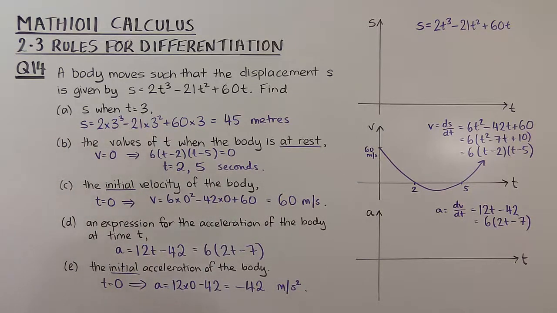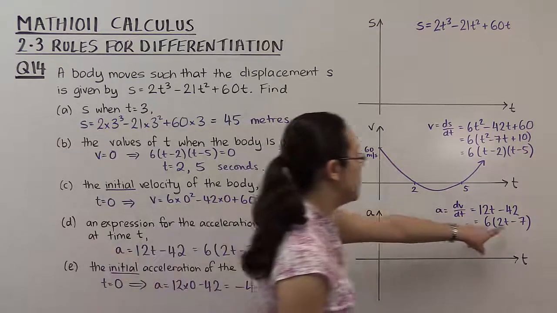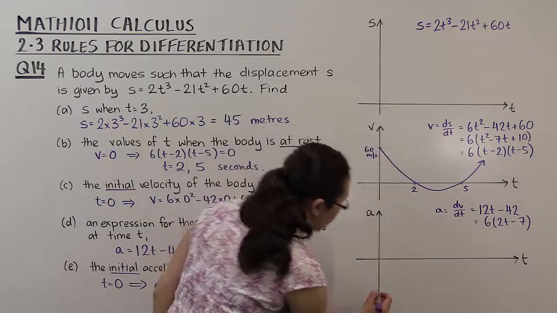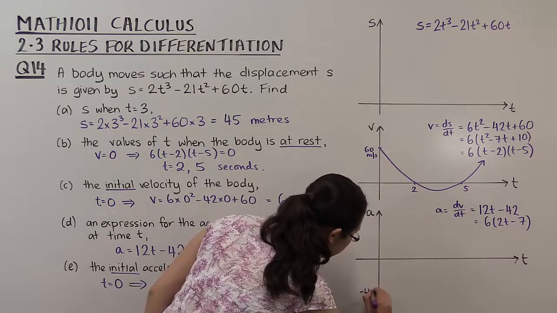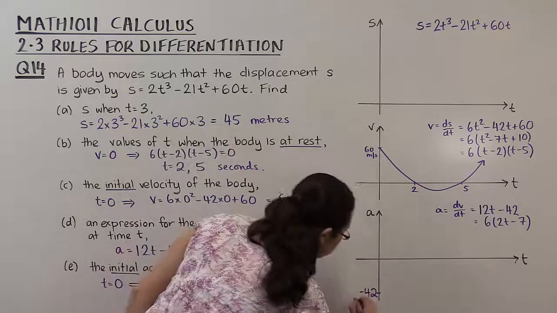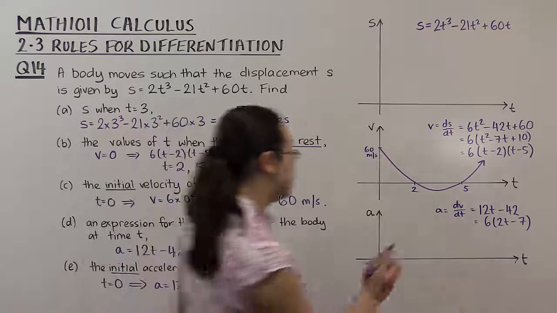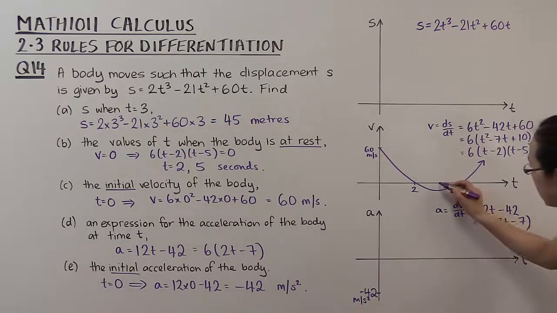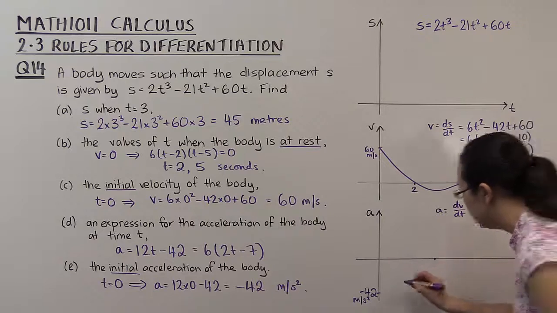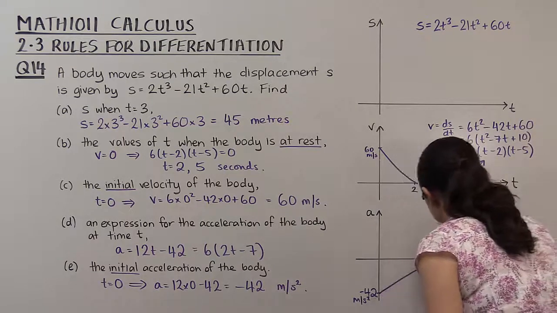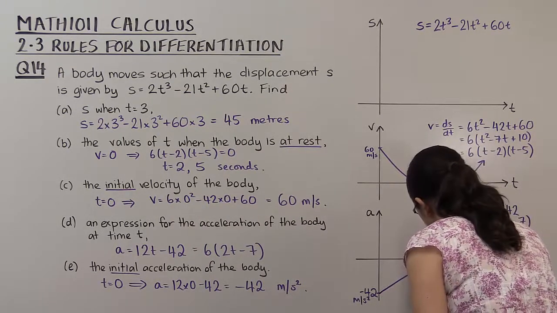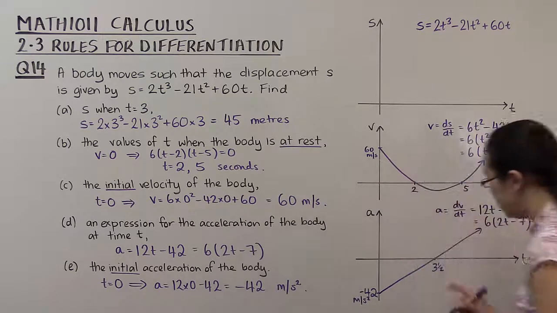So what does our graph of acceleration look like? This is just a straight line. Initially it's at minus 42. So that's where we're starting, minus 42 meters per second squared. Now we can see that this intercept here is going to be 3.5, which is exactly halfway there. So this is a straight line that passes through 3.5 seconds here.